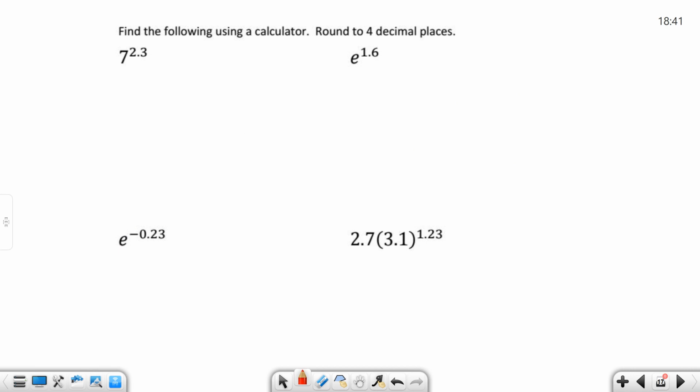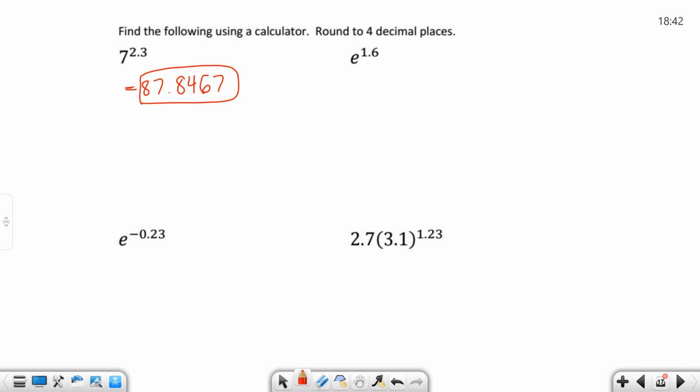All right. So find the following using a calculator. So you want to have a scientific calculator. You want to be able to raise something to a power here. All right. So on my calculator, hit 7, hit the power button, hit 2.3, equals, and round to 4 decimal places. So 87.8467 is 7 to the 2.3 power.